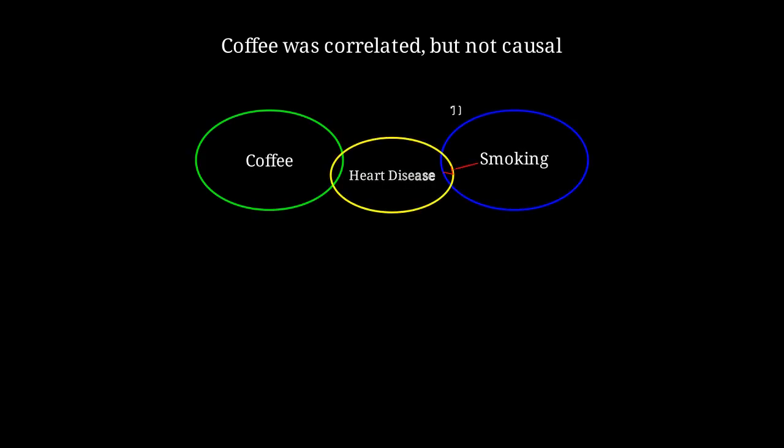Coffee consumption was correlated with heart disease, but it wasn't causal. The real causative factor was smoking. This is a confounding variable. This diagram shows the relationship. Coffee and smoking overlap, but smoking is the true cause of heart disease. Coffee was just associated because smokers drank more coffee.